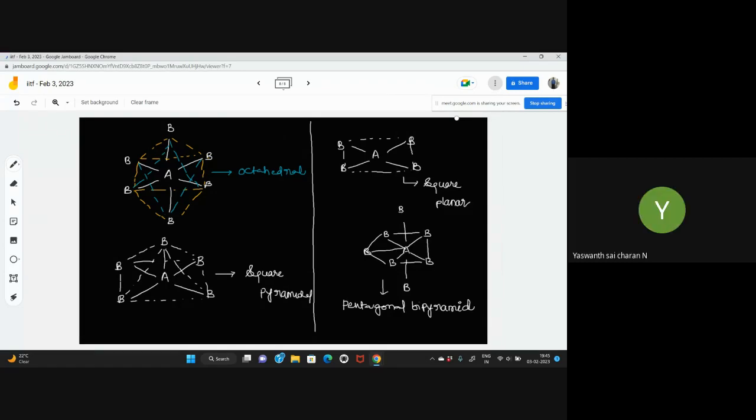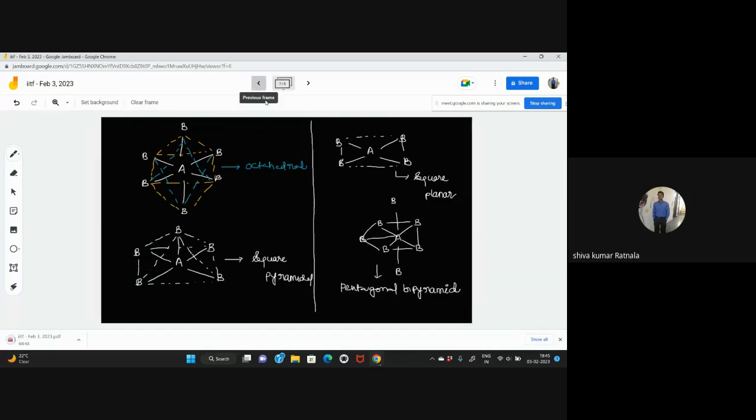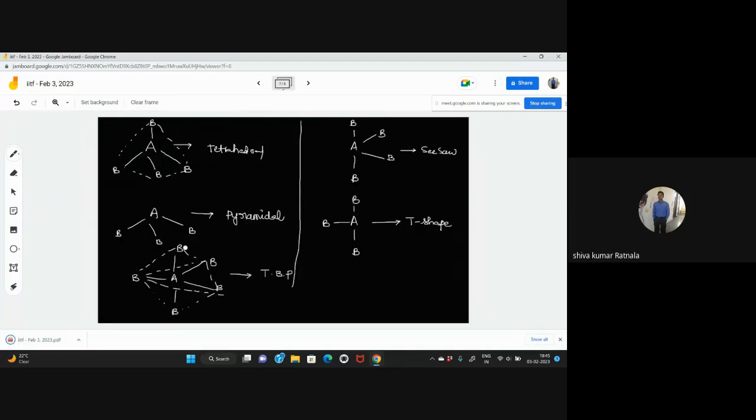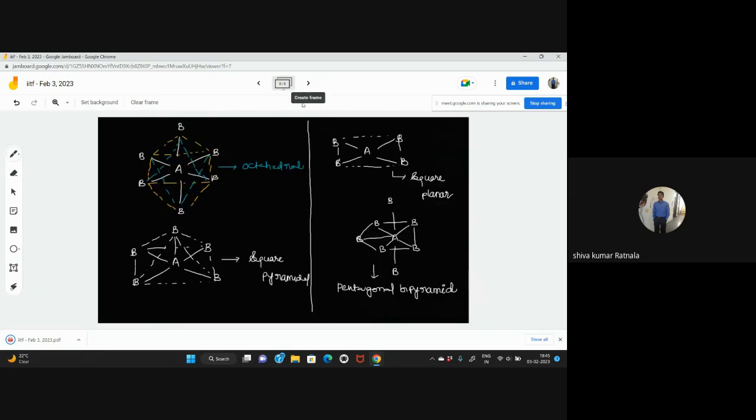Sir, now pentagonal and pyramidal are same, no, sir? No, no. Trigonal bipyramid means a triangular plane and pyramid structure. Pentagonal bipyramid means pentagonal is planar and pyramid structure we are going to find. Pyramid means, if you are combining from every corner, that will become a pyramid. Pentagonal bipyramid like this.